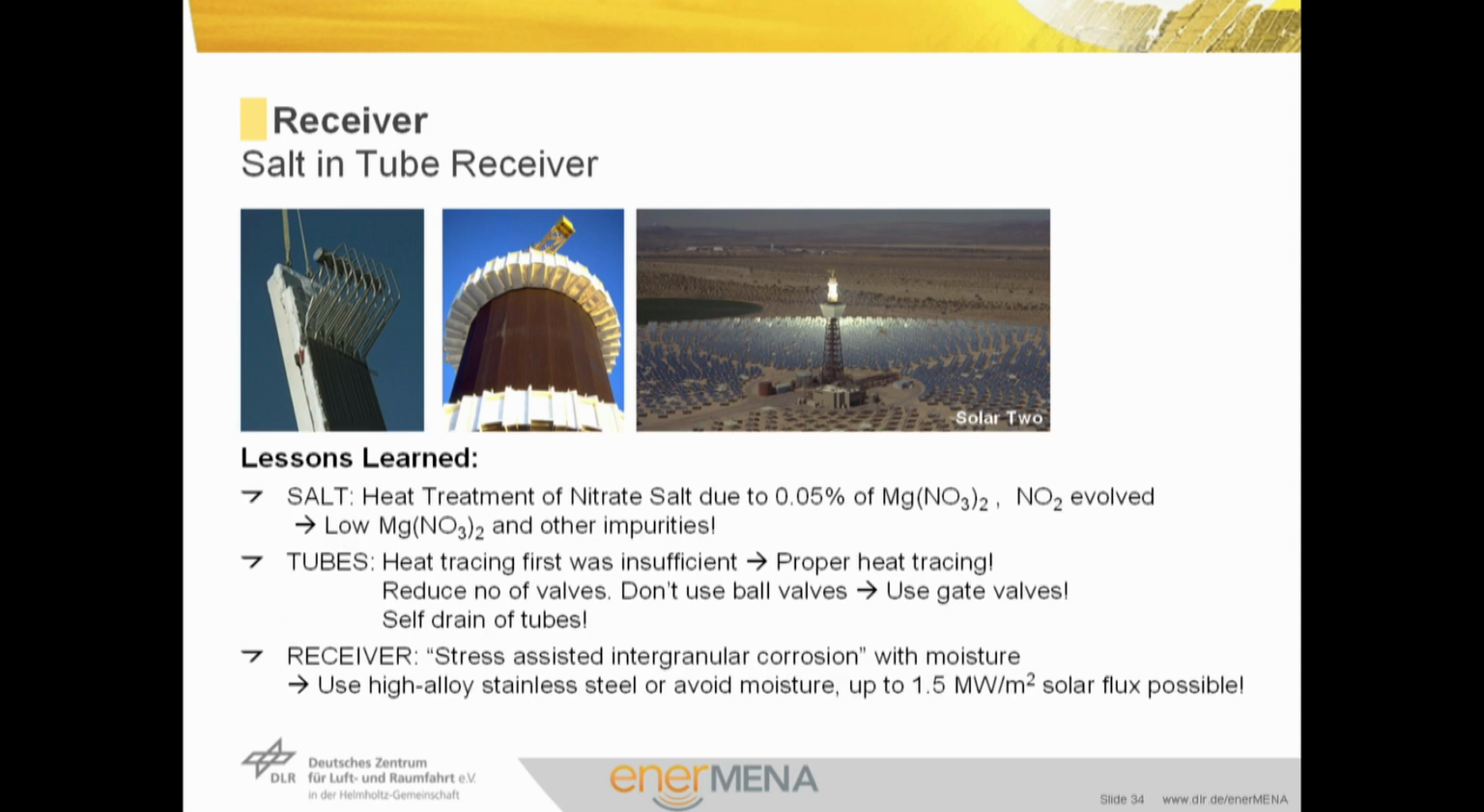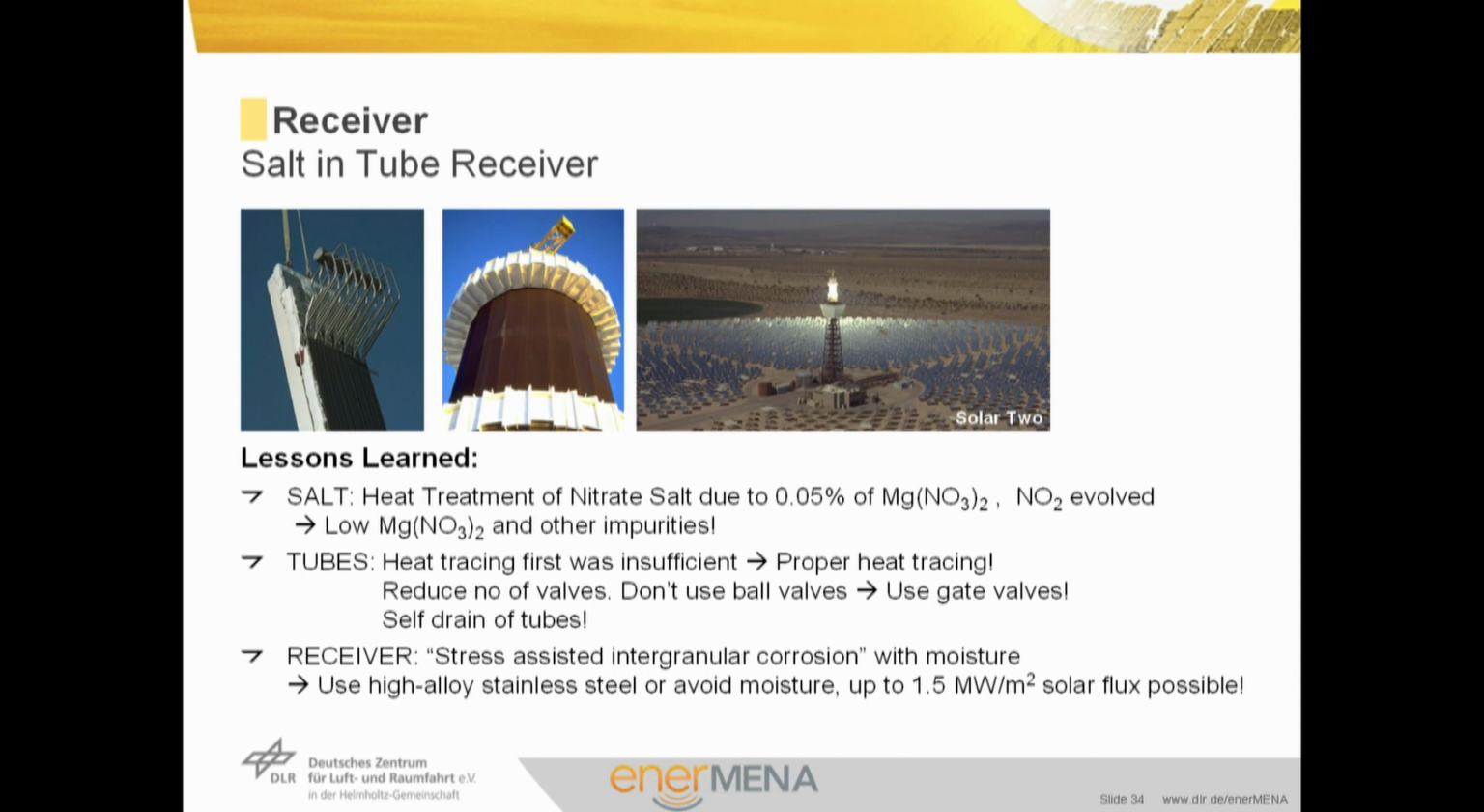But also, there are some lessons learned. For example, the salt should not have a lot of impurities because in the Solar 2 project, first NO2 evolved while heating the salt. Also, regarding the tubing, we have to account for proper heat tracing. We should reduce the number of valves.